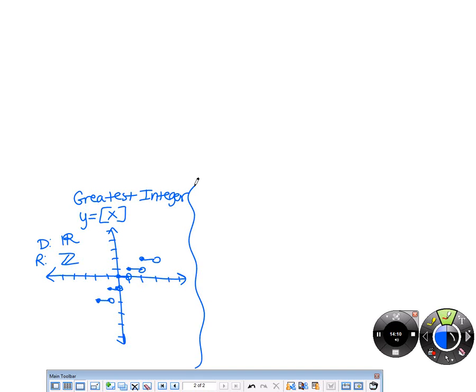Okay? So the equation I'm going to give you guys is going to be 2 times the greatest integer of negative x plus 1, minus 3. Okay, so 2 times the greatest integer function, and inside the function there's a negative x plus 1, and then a minus 3.